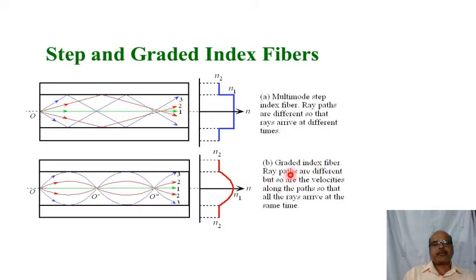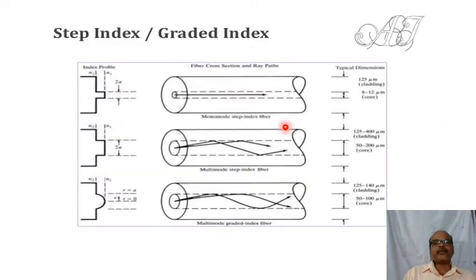But in graded index fiber, the ray paths are different, but so are the velocities along the path, so that the rays arrive at the same time. So these rays arrive at the same time in graded index fiber, and this graded index fiber has a parabolic index profile. So in your oral exam, in graded index fiber, which profile is there? That is a parabolic index profile, and we'll take the difference also in the next slides.